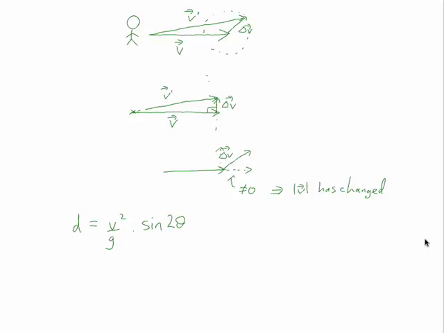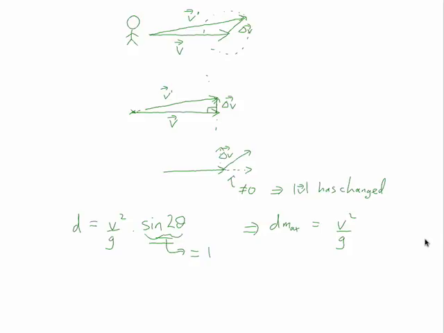So what we want to know is, what's the maximum value for the range? When do we have the maximum range? Well, sine has a maximum value of 1. Sine goes between -1 and +1. So our maximum value of the range is when this quantity here is equal to 1. And so that gives us a maximum range of v squared over g. So that's the maximum distance that we can throw the ball. Of course, we're ignoring air resistance here, but that's the furthest we can throw a ball.